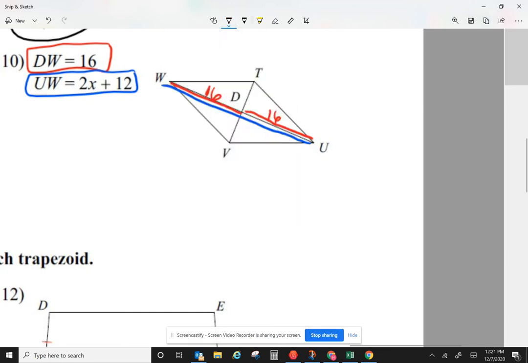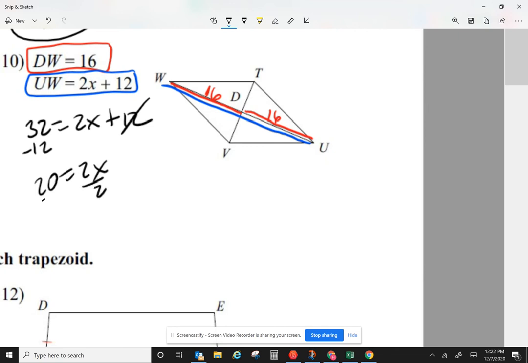Now, I know 16 and 16, the whole thing is 32, right? The whole segment is 32, because 16 and 16 is 32. So I'm just going to say 32 equals 2X plus 12. Right. If half of the segment is 16, shouldn't the whole segment be 32? So 32 equals 2X plus 12. Solve for X. Let me subtract 12. So I have that 20 is equal to 2X. Let me divide by 2. X is equal to 10.